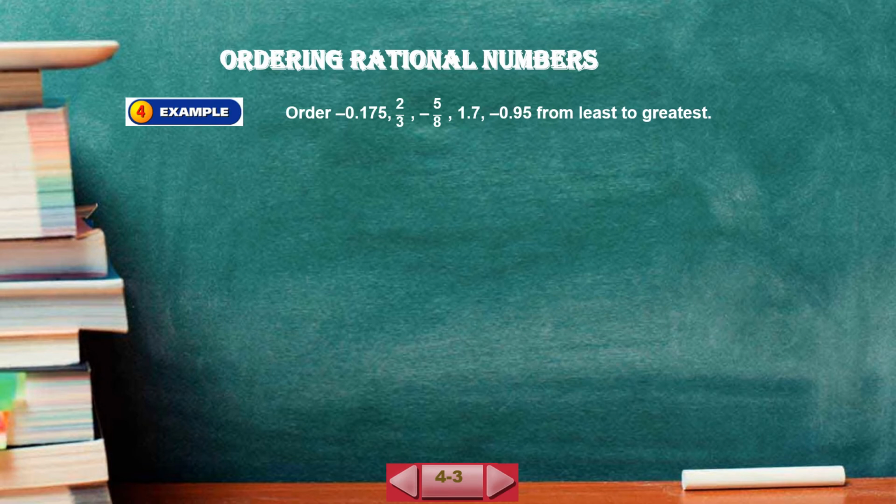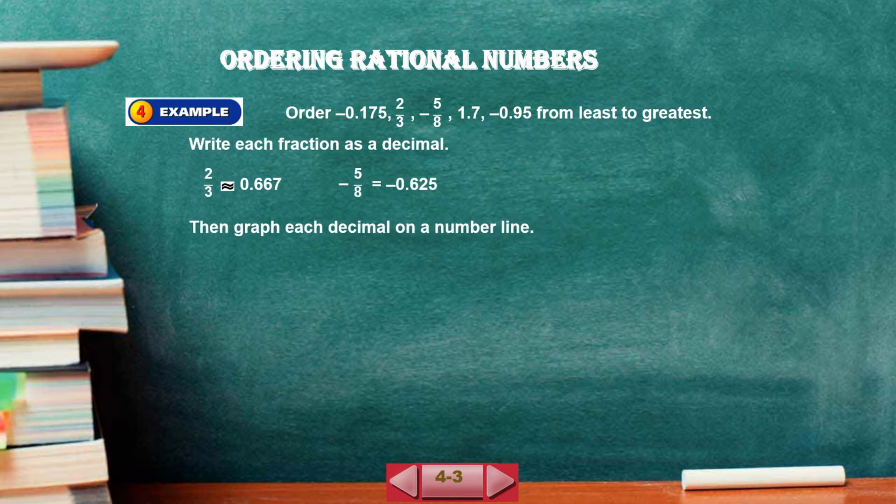Okay, now let's have the ordering of rational numbers. In ordering rational numbers or real numbers, we will have to arrange the numbers from least to greatest or greatest to least. By this time, least to greatest po tayo. Mababa pataas. Yes. Ayan.